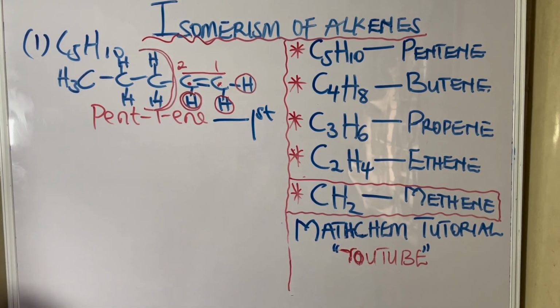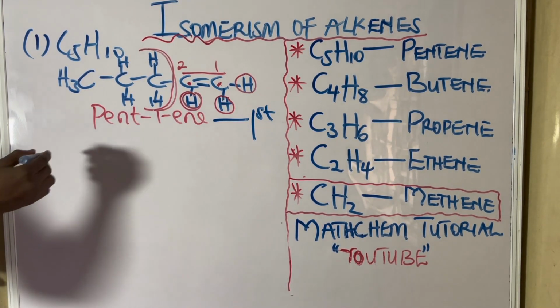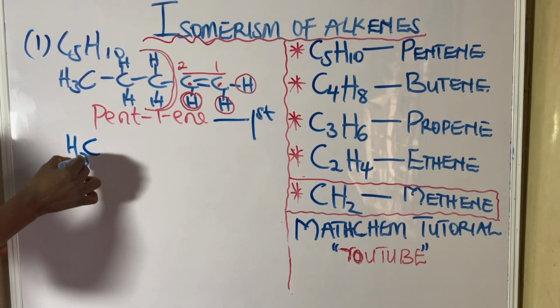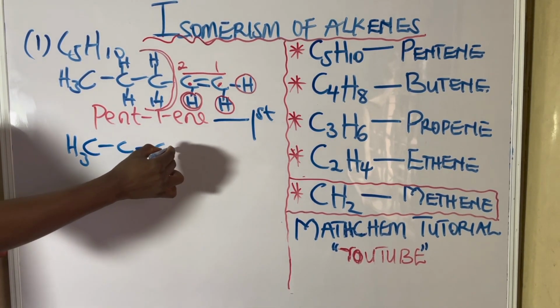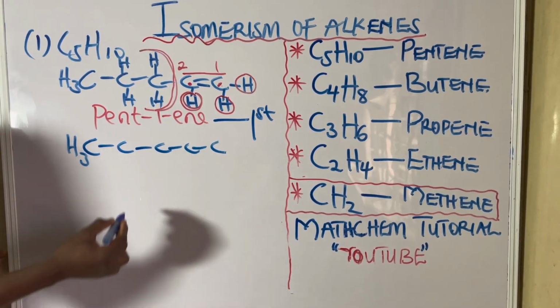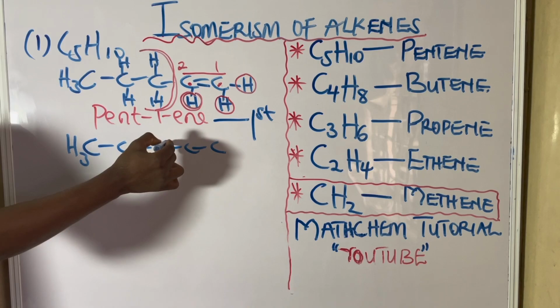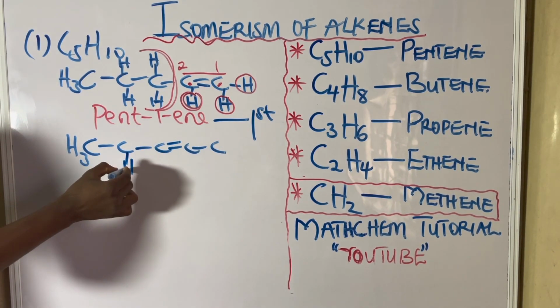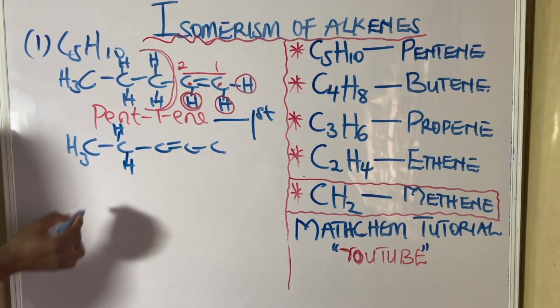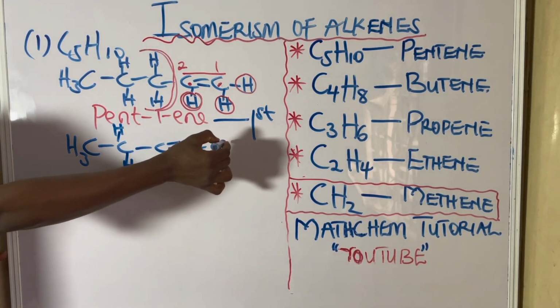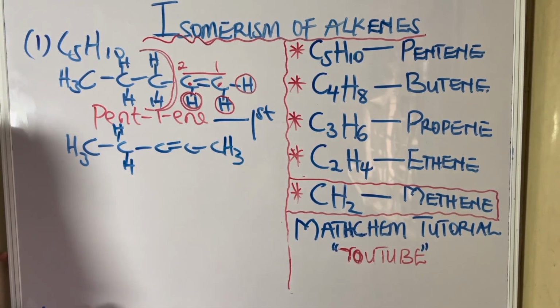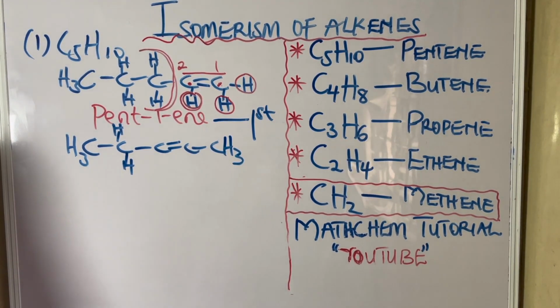Now another one is that you can do it this way: CH3, then C, C, C, C. If I put my double bond on the second carbon here, so I have my hydrogen here and also hydrogen here. So then I have my CH3 here. Count the number of carbon. We have 5 carbons. How many hydrogen?